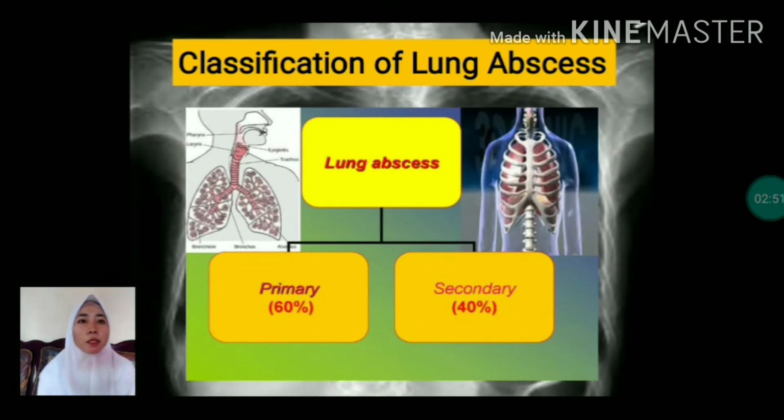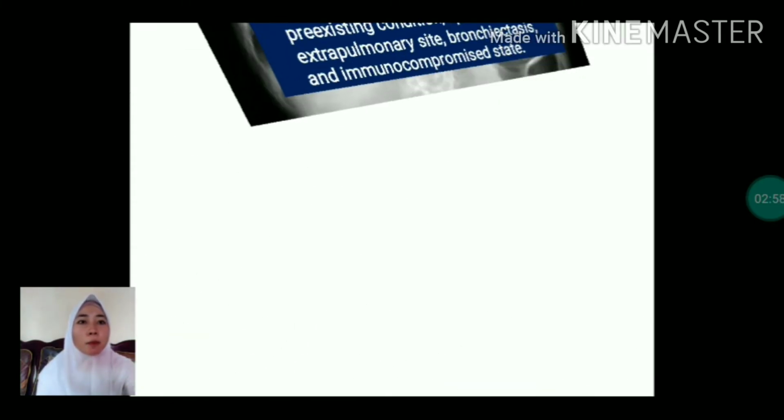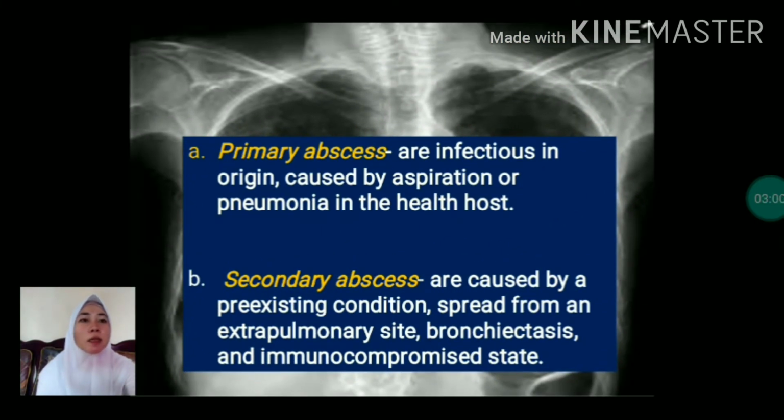So next, we have the classification of lung abscess. We have primary and secondary abscess. So what do we mean by primary abscess? These are infectious in origin, caused by aspiration or pneumonia in a healthy host. And the secondary abscess, these are caused by a pre-existing condition, for example obstruction, spread from an extrapulmonary site, bronchiectasis, and immunocompromised state.